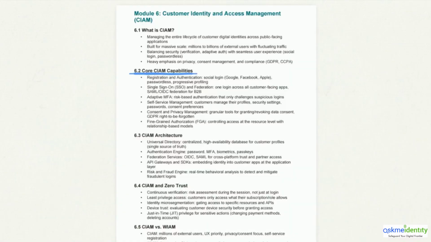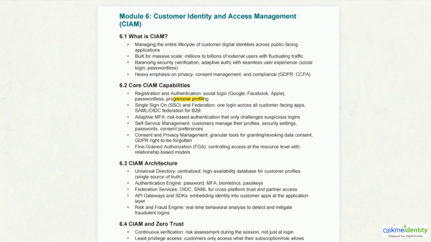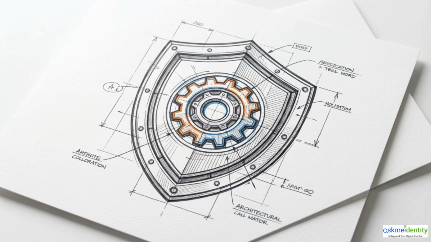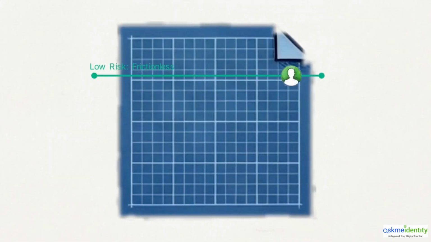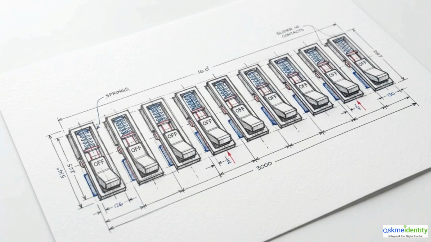As shown in Section 6.2 of the documentation, we also need progressive profiling. This lets you gather user data over multiple visits, rather than demanding a massive registration form on day one. To maintain security alongside this easy access, write down adaptive MFA. Under this logic, the system only triggers a secondary text or email challenge if the login behavior registers as highly suspicious. Finally, add consent management.